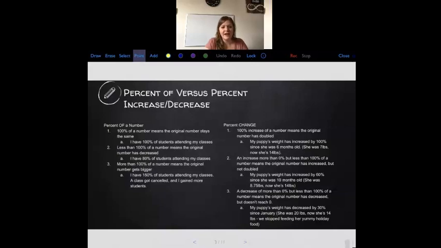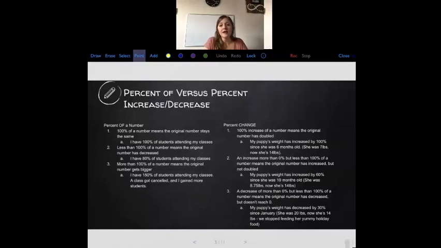So if I say I have 80% of students attending my classes, that means that what I had at the beginning has gotten smaller. More than 100% of a number means that the original number has gotten bigger. So if I say I have 150% of students attending my classes, maybe a class got canceled and I gained more, but that number has gotten bigger.